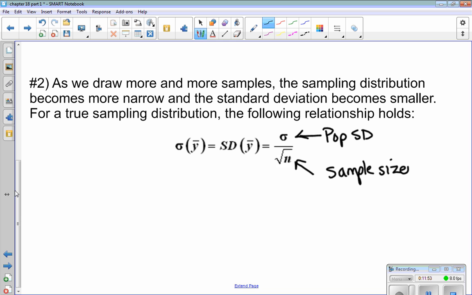Okay? So if you are dividing your given population standard deviation by a number, aren't we going to get smaller? Our variation will decrease. And the larger the sample size we have, the smaller it's going to get. Okay? And that's a good thing.